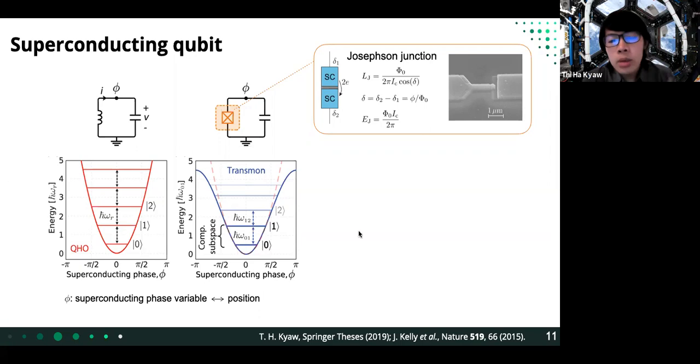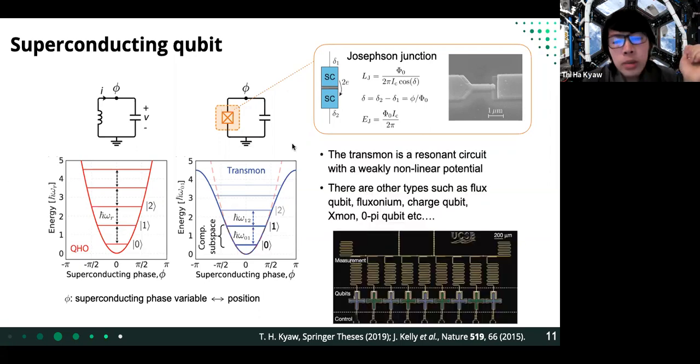Okay, and so I just want to highlight that this is one type of superconducting qubit. And there are also a number of other types of qubits. We call them flux qubits, fluxonium, charge qubit, Xmon, and zero-pi qubits, etc. Right. So down here.